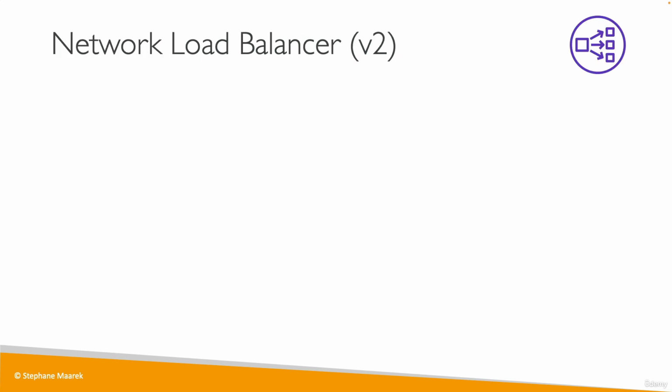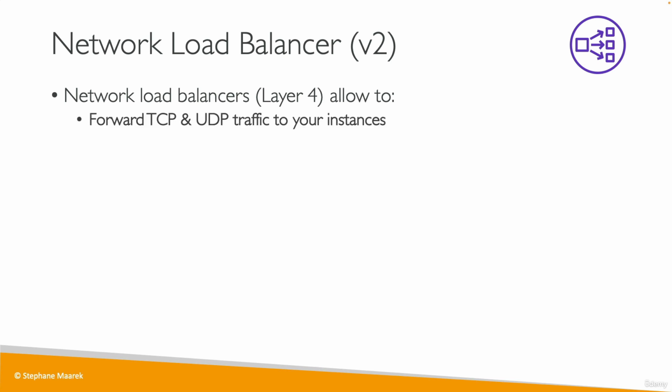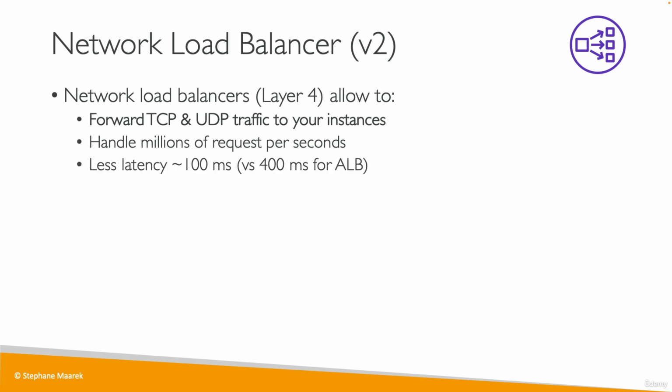Next, we have the network load balancer. It's layer 4, and it allows you to forward TCP and UDP traffic to your instances, and also to handle millions of requests per second. So it's very high performance. It has less latency than the ALB, around 100 milliseconds versus 400 milliseconds for the ALB.